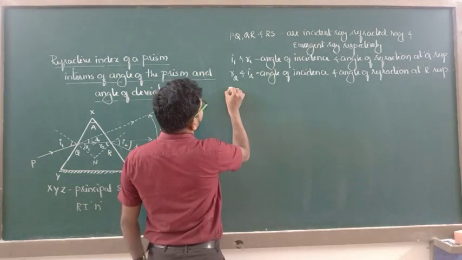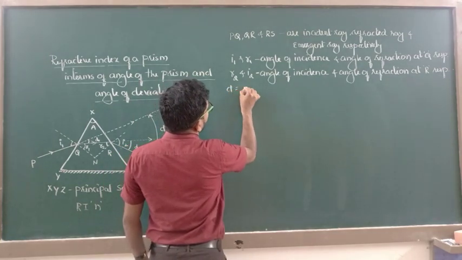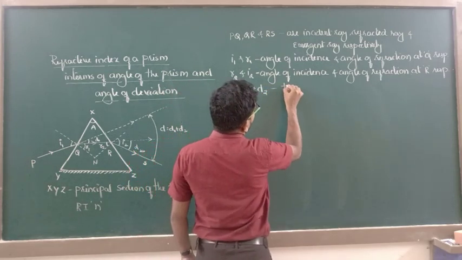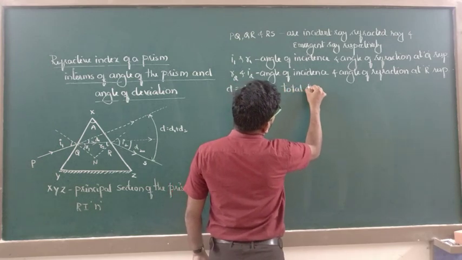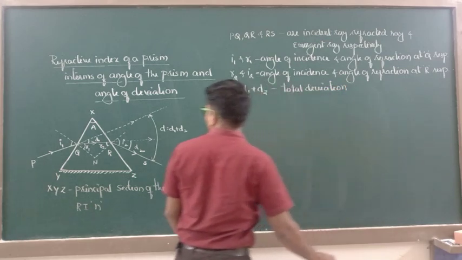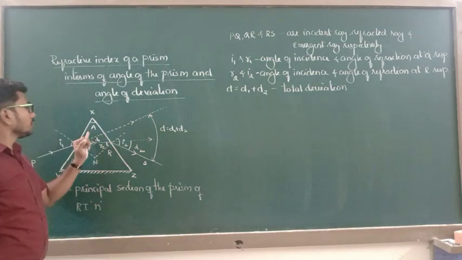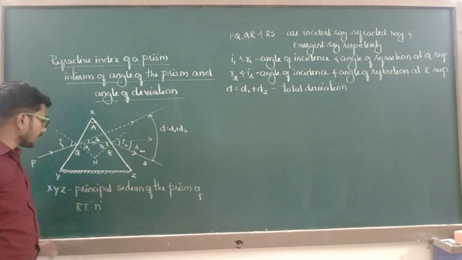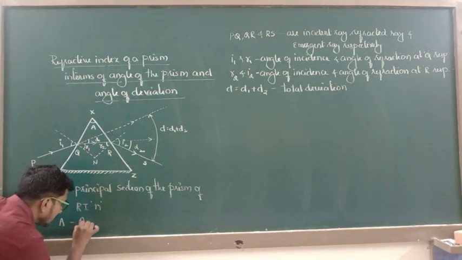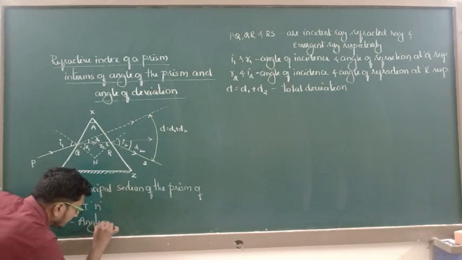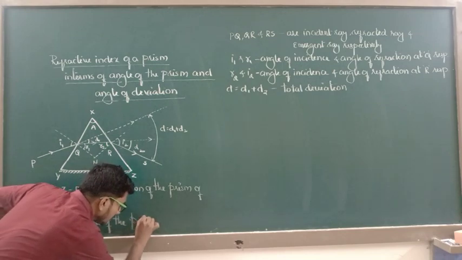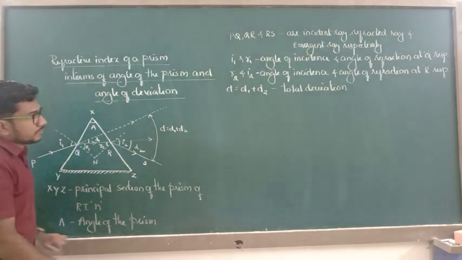Then D is equal to D1 plus D2, the total deviation. And here the angle between the two refracting faces of the prism is known as the angle of the prism, that is capital A. So here capital A is the angle of the prism.